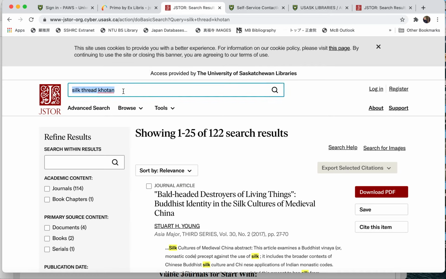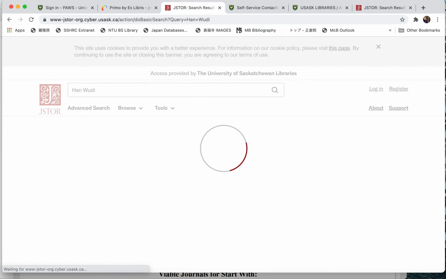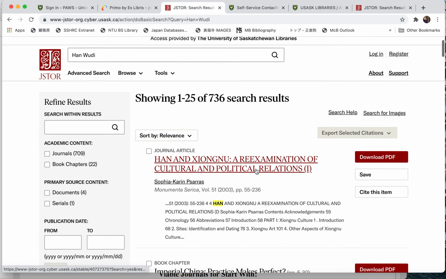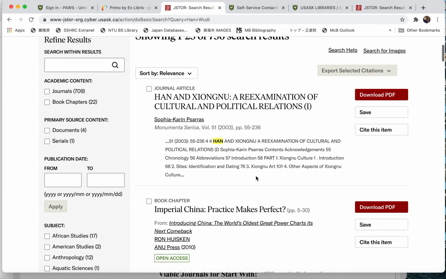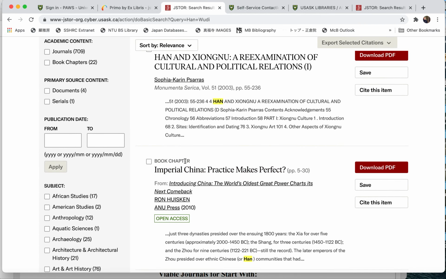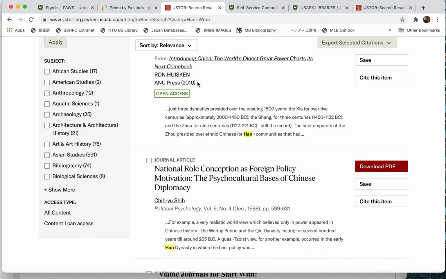But maybe instead what you're much more interested in is a particular emperor. You're interested in Emperor Han Wudi. Okay, so we're going to have 736 results there. Han and Xiongnu: A Re-examination of Cultural and Political Relations. This is a 2003 article, excellent article. Imperial China: Practice Makes Perfect. It's a book chapter, okay? That could work for this project, but you'd need to get permission from me. So you can see exactly what it is. It tells you if it's a book chapter or journal article.